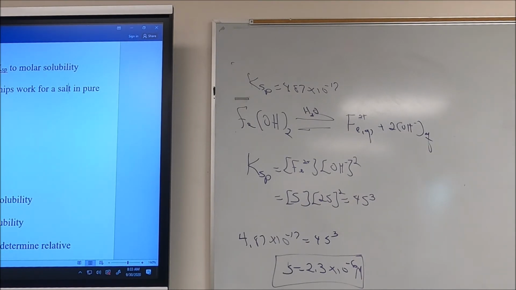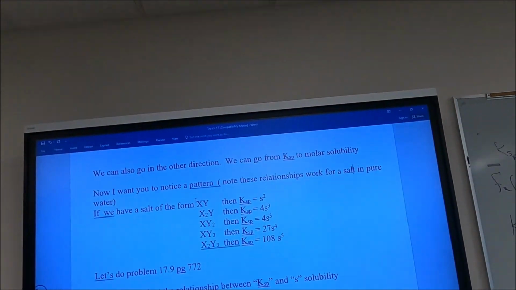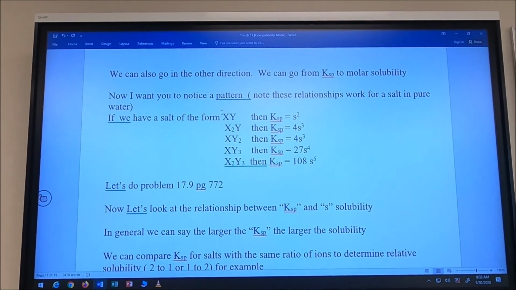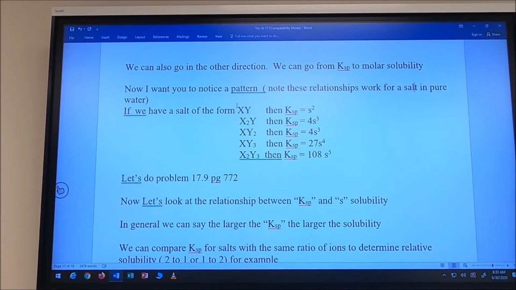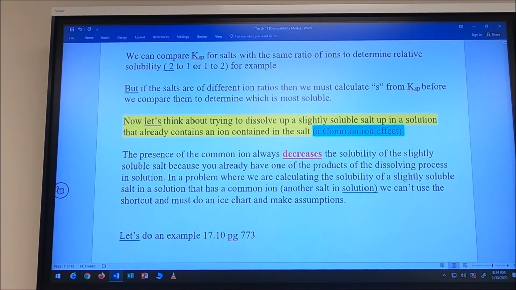Now, some general things to remember about KSP, like with all equilibrium expressions. Okay? The larger the KSP, the larger the solubility is going to be. And we could compare KSPs to help us decide which salts are more soluble than others. Now, when we're making that head-to-head comparison to judge solubility of salts, we want to remember that the only time this really works is if the salts are in the same ratio.